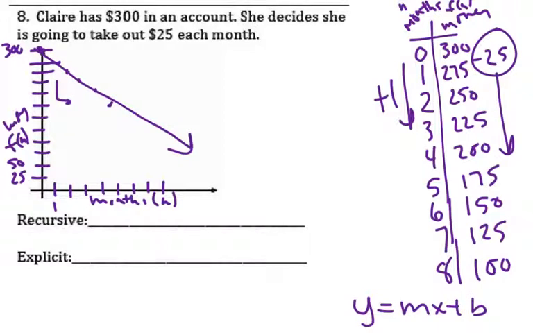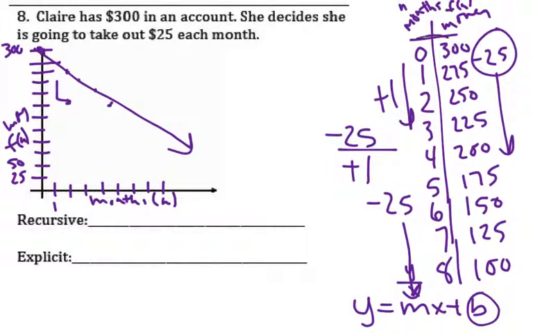Our slope is the y over the x. Well, we're going down negative 25 for the y, going up 1 for the x. We'll simplify. Negative 25 divided by positive 1 is just negative 25. That's our slope. Now our y-intercept is where we start. We start when our months are 0, which is 300. So 300 is our y-intercept. So explicit, y equals negative 25x plus 300.